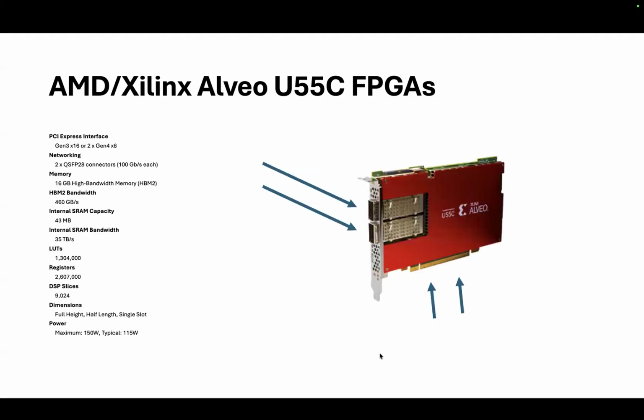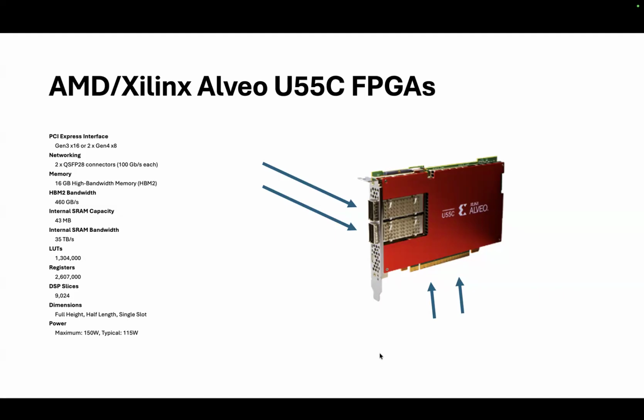And this is a picture of the U55C that we're talking about. It's either a Gen 3 by 16 pin card or 2 by Gen 4 8 pin, sorry. It has two QSFP28 connectors, each 100 gigabit per second. You might call them Ethernet switches or Ethernet ports, but they're essentially anything ports with P4, because P4 allows us to handle arbitrary packets. So they're not protocol dependent in any fashion. They're fully programmable in that sense as SmartNICs.